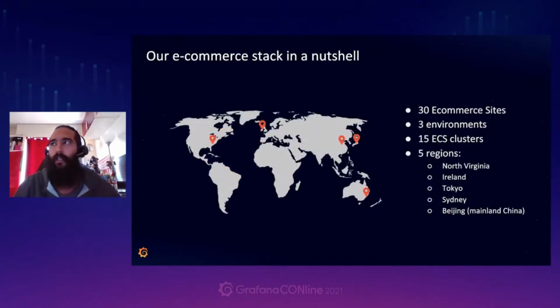Geographically speaking, we have around 30 e-commerce websites. Each of them has 3 environments, sometimes more, spread across 15 clusters and 5 regions around the world. So the USA, Europe, Asia, Sydney in Australia, for Australia, New Zealand, and finally Beijing for mainland China, which is actually one of our biggest markets.